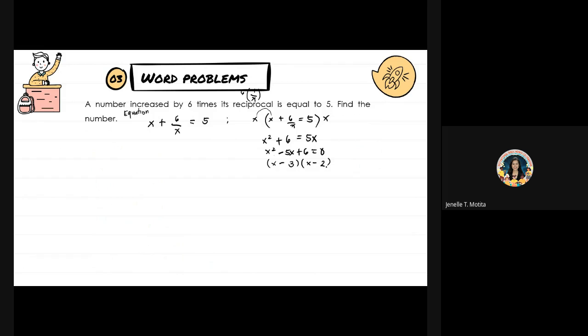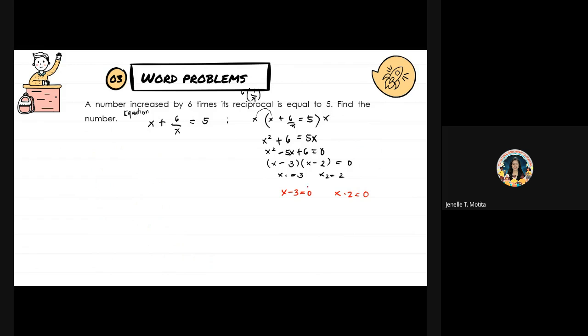Negative 3 times negative 2, that is positive 6. Negative 3 plus negative 2, that is negative 5. Okay? Is equal to 0. Ayan. Applying your zero principle, ano yung magiging value ng x mo? Your x sub 1 will be equal to 3, and your x sub 2 will be equal to 2. Miss, pa nangyari yun? Ayun lang, inequate mo lang sila sa 0. Let's have it here. X minus 3 is equal to 0. The other one is x minus 2 is equal to 0.